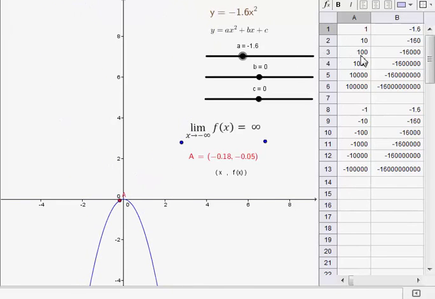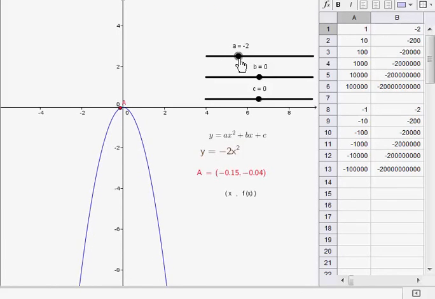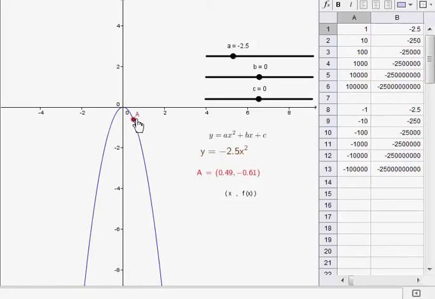Now all of a sudden, the table changes and the graph changes. As soon as you make a negative, things change so that if you were to move a point on the parabola to the right, the graph would go down. Also, if you move to the left, the graph would go down. Let's investigate what that means in terms of the inputs and outputs.